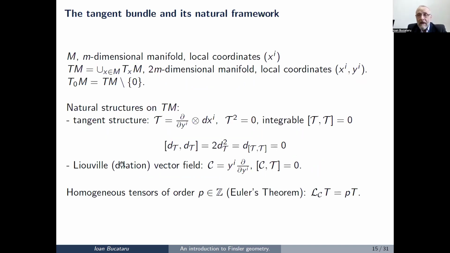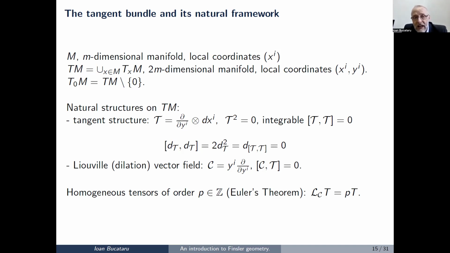Okay, so having this Frölicher-Nijenhuis formalism, I will try to go back to Finsler geometry and study some of the problems in Finsler geometry. So again, I have an m-dimensional manifold, again with local coordinates, its tangent bundle, and sometimes I will use this slashed tangent bundle, the tangent bundle with the zero section removed because of smoothness problems. Some of the problems are not smooth along the zero section.